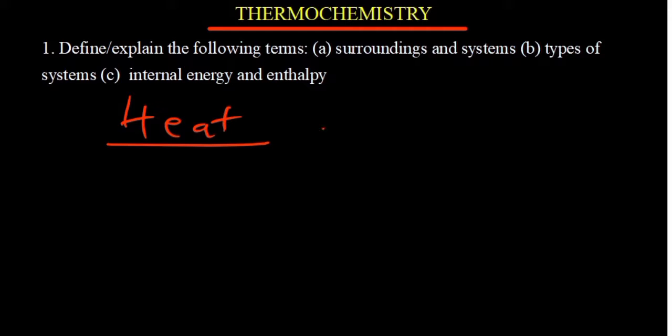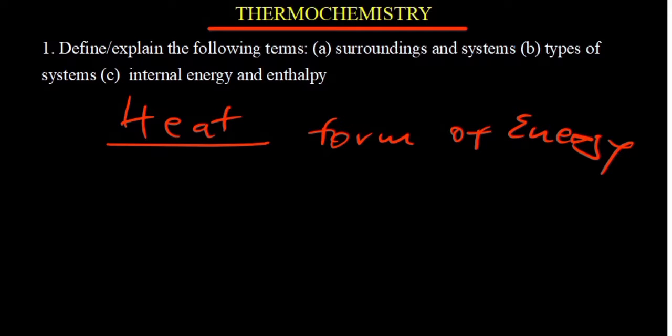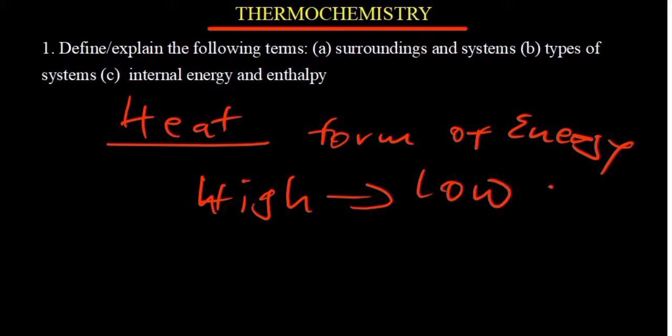How would you define it? Heat is a form of energy which is transferred from, of course, a body of higher temperature to one at a lower temperature. That is heat energy. We also need to understand what specific heat capacity is.